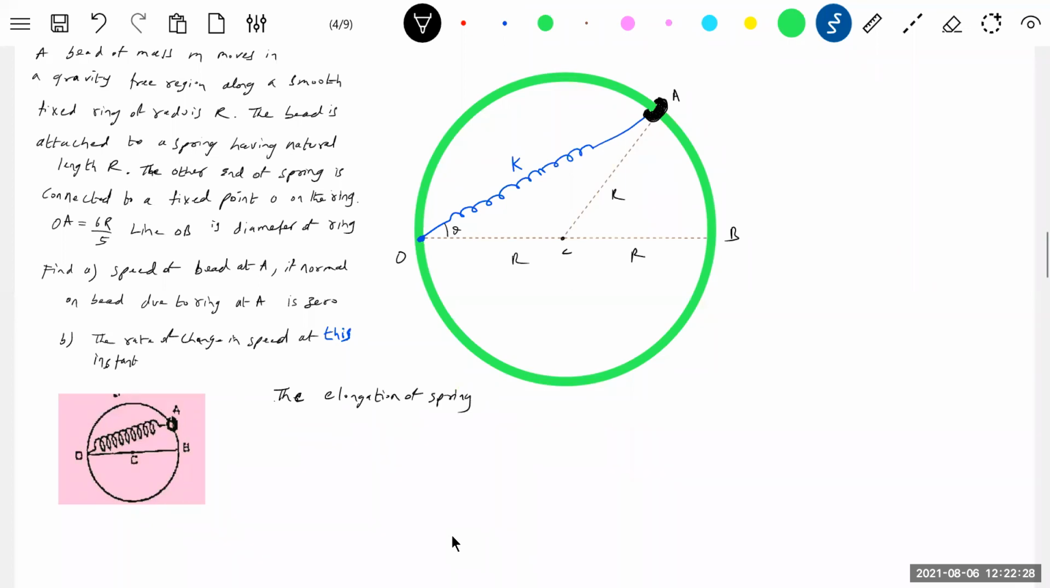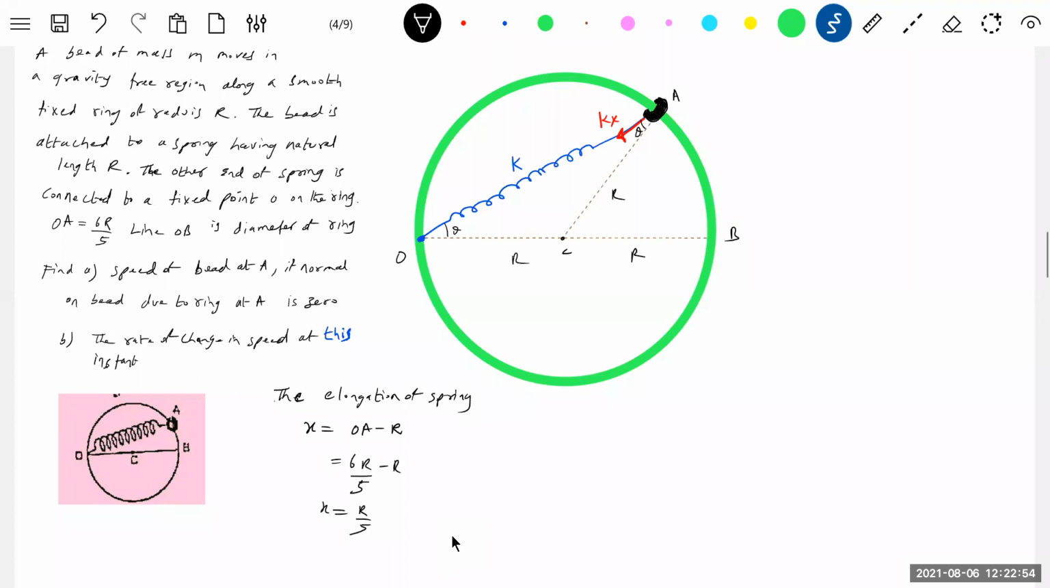The elongation of the spring should be x equal to OA minus R. OA is 6R by 5, so x is R by 5. And the spring force will act along the direction AO. So here the spring force will show it. Simple. Then we don't know this theta.